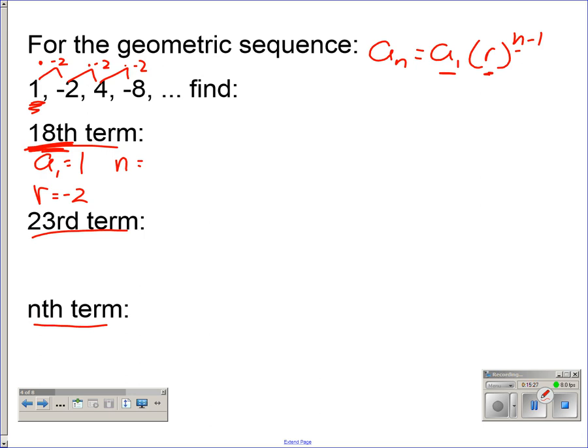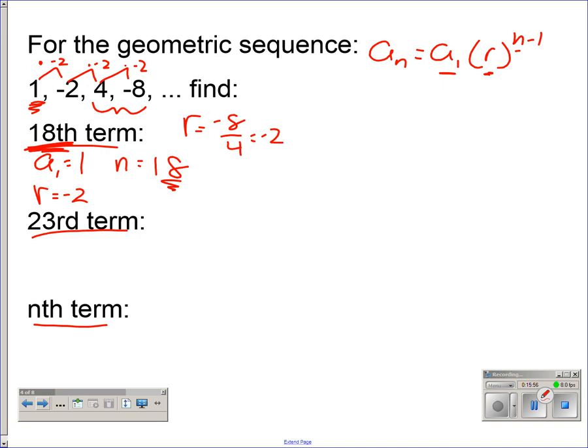Think about how we did our common difference. We would just subtract consecutive terms. What would we do here between consecutive terms? Divide. Yeah, take any two terms. Take 4 and -8. You're going to take your second term, -8, divided by the previous term, 4, and it'll always give you your rate, whatever it is. Okay? Just keep that. All right, what's our n value in this case? Very good. 18. The n value is just the term number we're looking at.